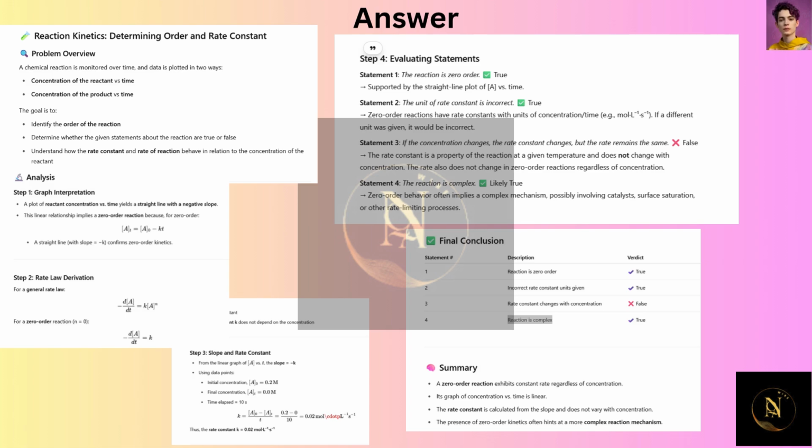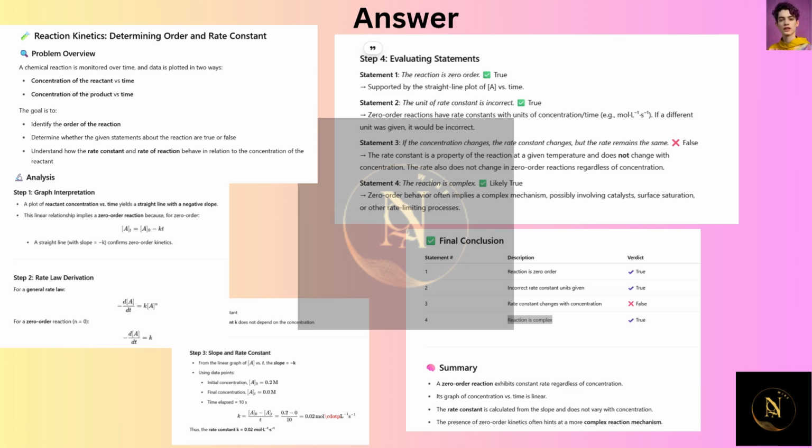Step 2, rate law derivation. For a general rate law, minus d[A]/dt equals k[A]^n. For a zero-order reaction, n equals 0, so d[A]/dt equals minus k. This confirms that the rate is constant. The rate constant k does not depend on the concentration.